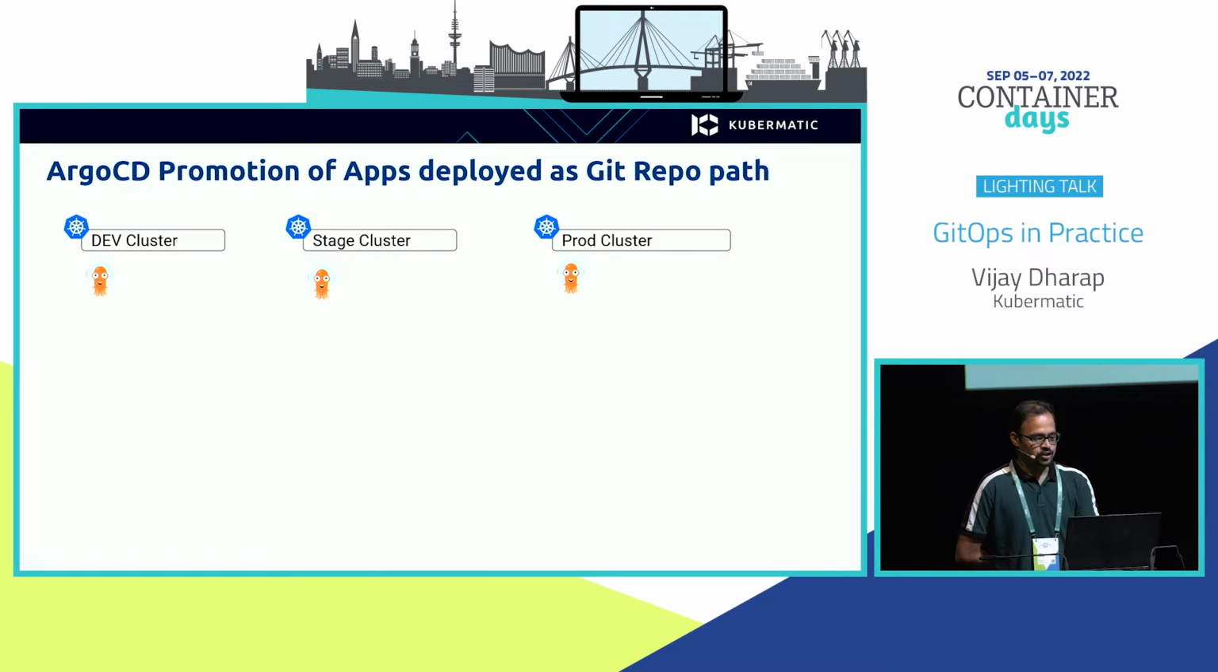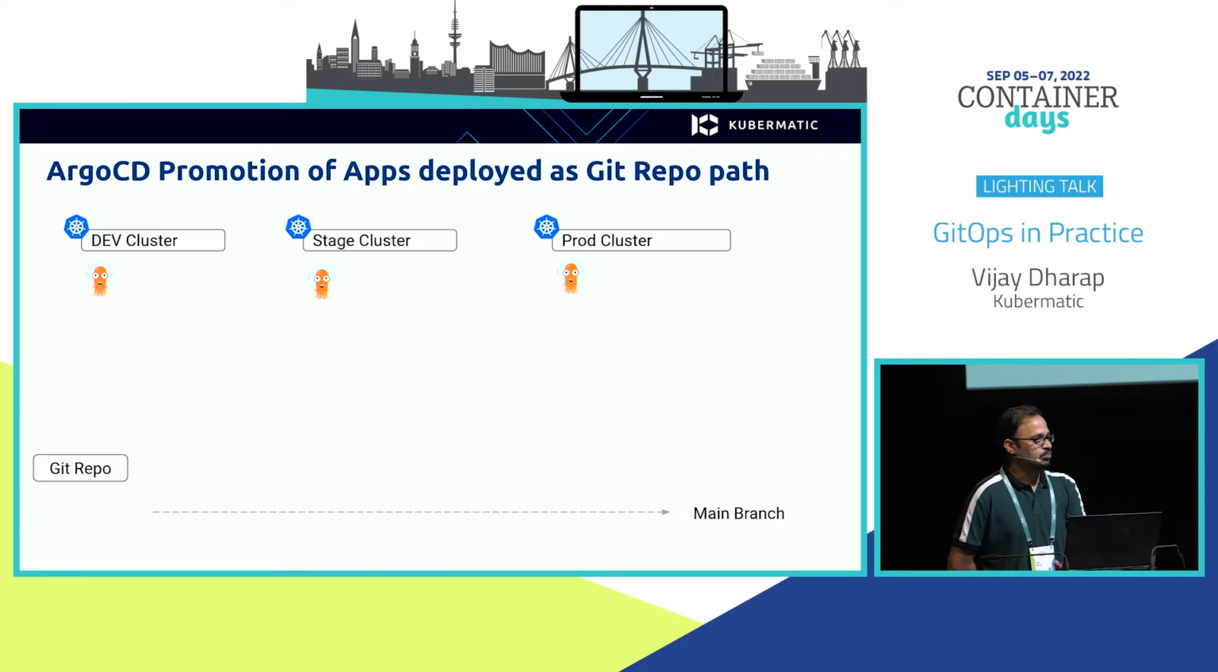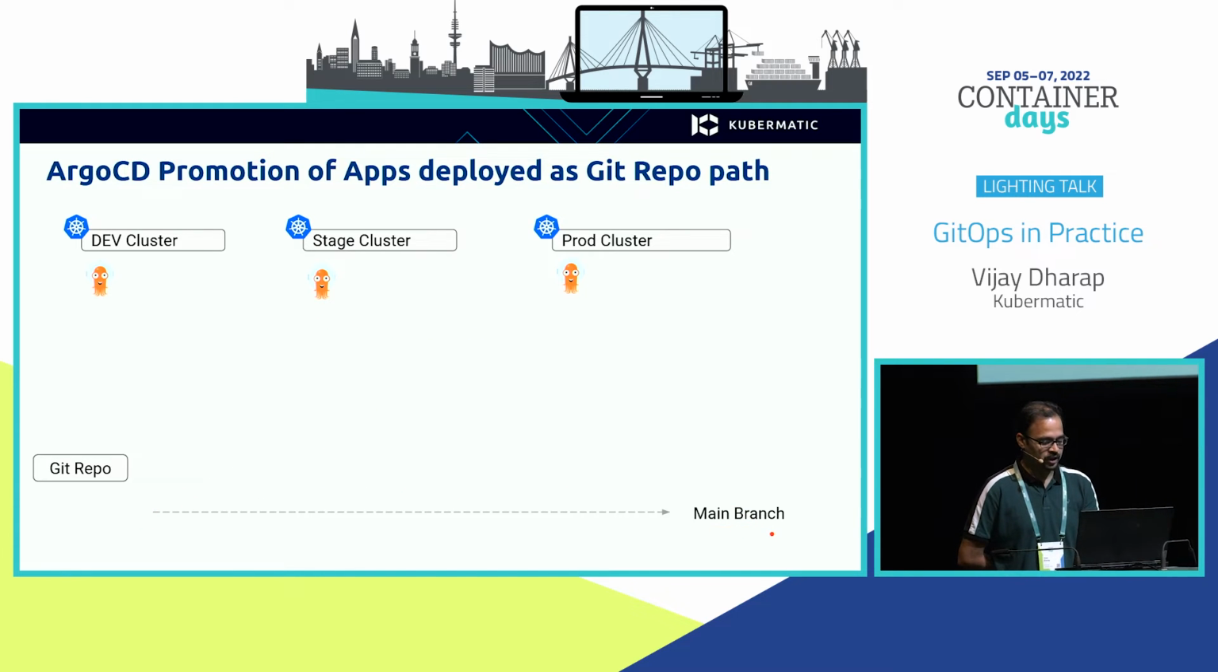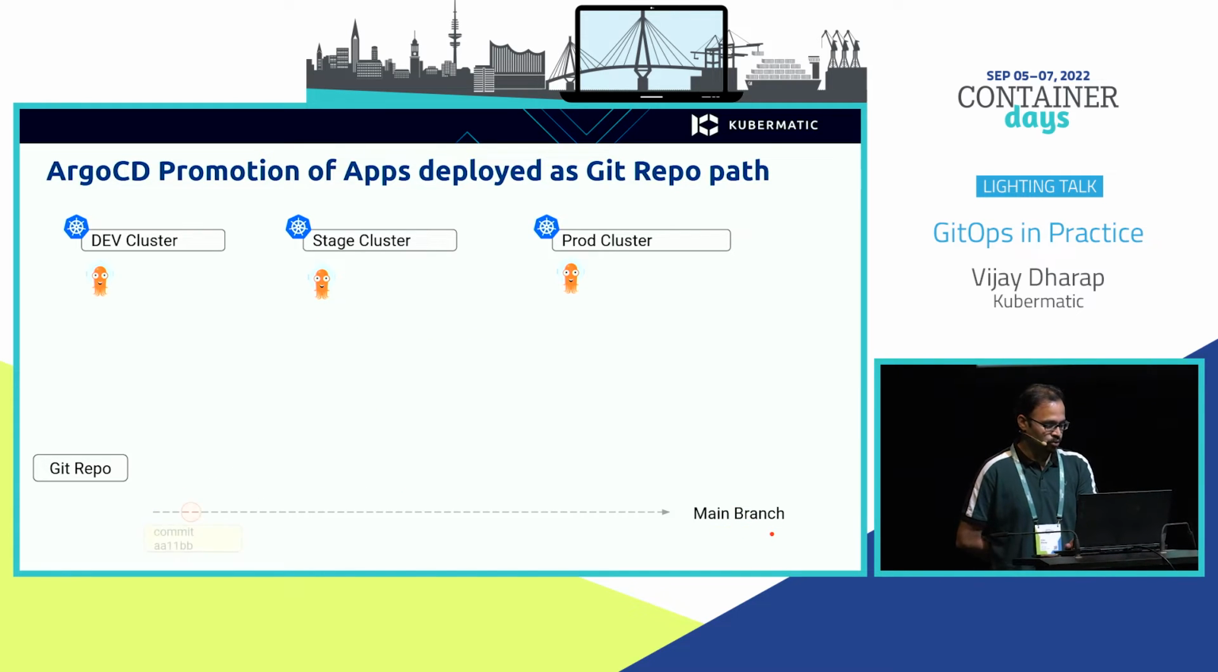So let us assume that you have 3 clusters: dev cluster, stage, and production cluster, and you have some way of controlling them via Argo CD, either individually or at a common location. And you want to now deploy and move your changes for your application, and your application is sitting in a Git repository, and this is your main branch where your application source code is.